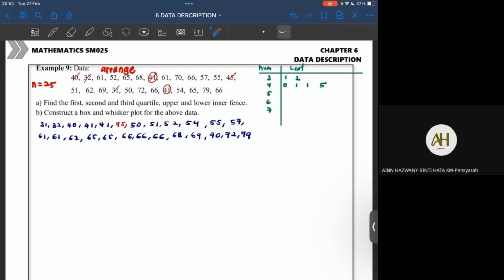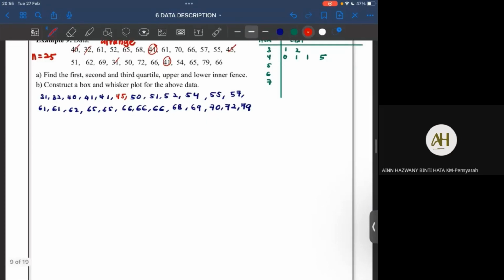So this question does mention find the first, second, third quartile, upper and lower inner fence. Okay, whenever it asks you to construct a box and whisker plot, we must find 7 things. So number 1, we find our minimum. What is it? The minimum value. Okay, the lowest value. So the lowest value here is 31.